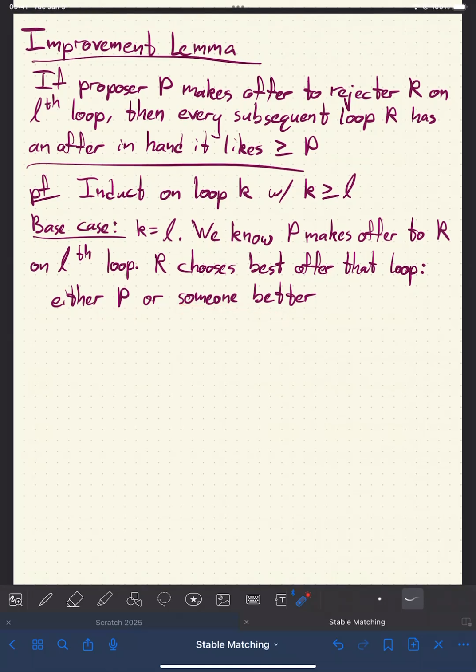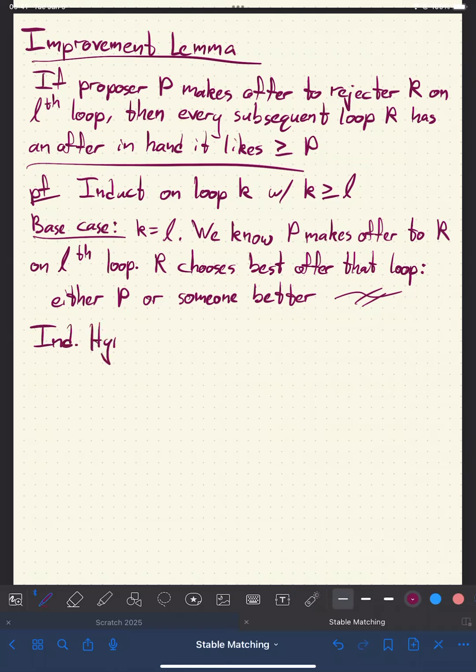We know that it's going to choose someone that made an offer there, the best one. So it's either going to be P that we know made an offer or someone better. And really, that's all that we need for the base case, right? That just says that R ends up with someone that it likes at least as much as P, either P or someone better. Great. So now the inductive hypothesis is simply, we just write it out.